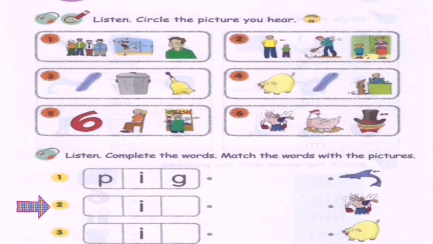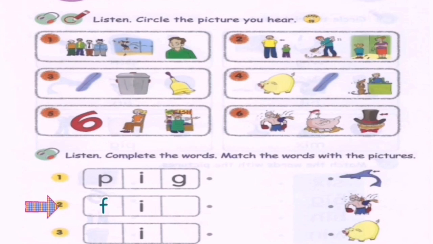Number two, so you can see there that it's only one letter, which is the middle sound. So, complete the word to make it fin. Number two, the word is fin. So you can write the f and n and then match.